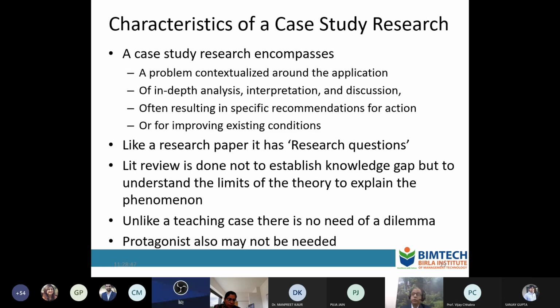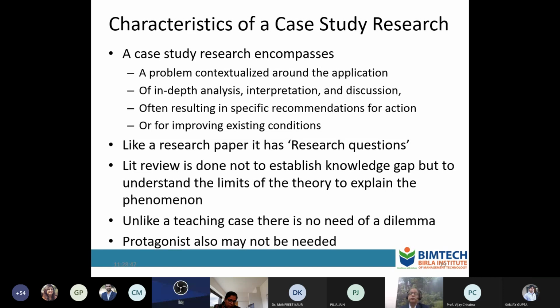So a research case becomes interesting when you study a phenomenon related to an organization. You study what is going on within an organization, or you study what is going on inside the manager's mind, the protagonist's mind, or you study a process and see how it will unfold in future and how it can be improved.